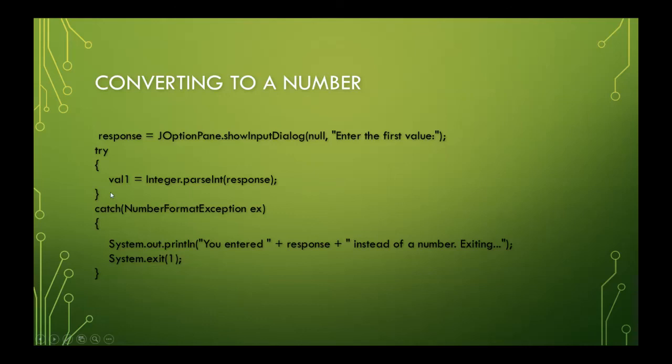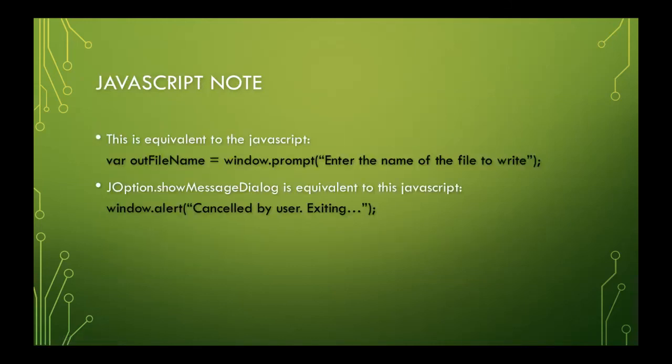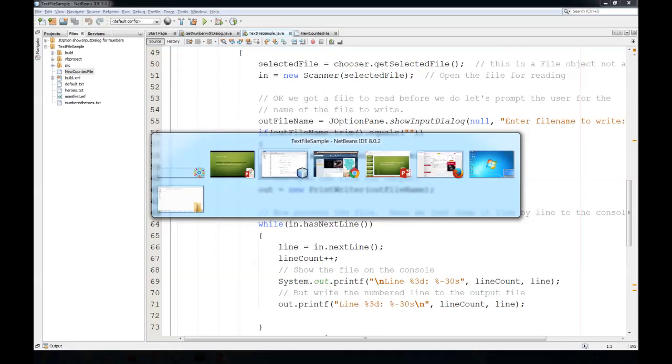Now notice this is in the try block, and here's the catch, NumberFormatException, and then System.out.println, you entered response instead of a number, exiting. And notice that when we halt the program, we pass the 1 in, because we're halting because we had an error. That's kind of a subtlety, we don't have to worry about that. Let's go ahead now and look at this in NetBeans.